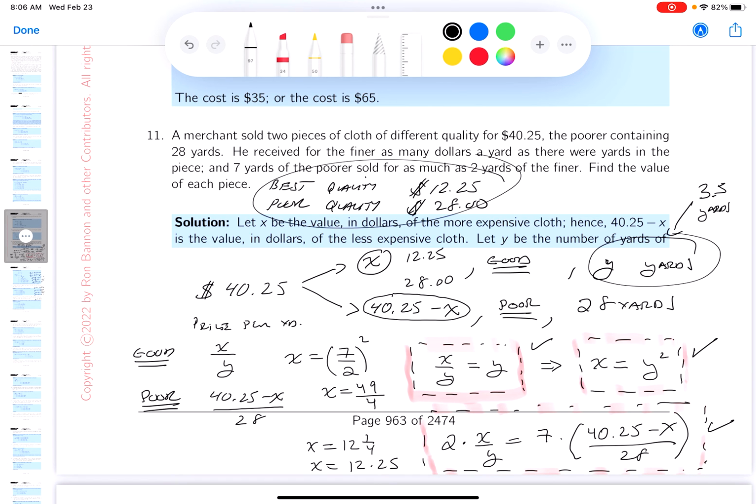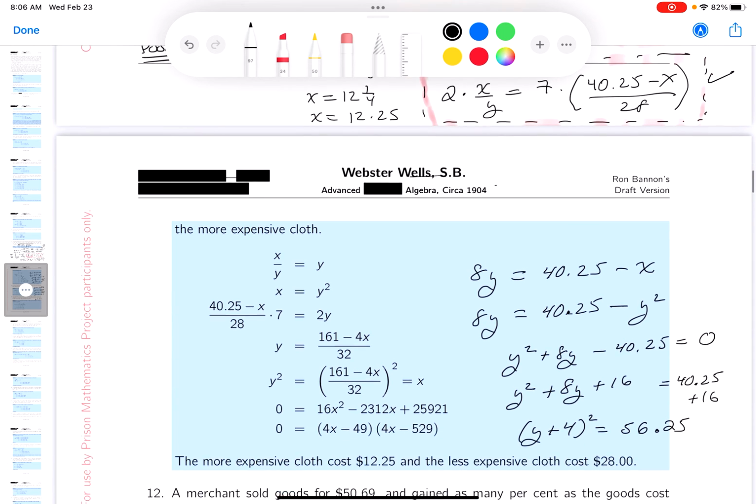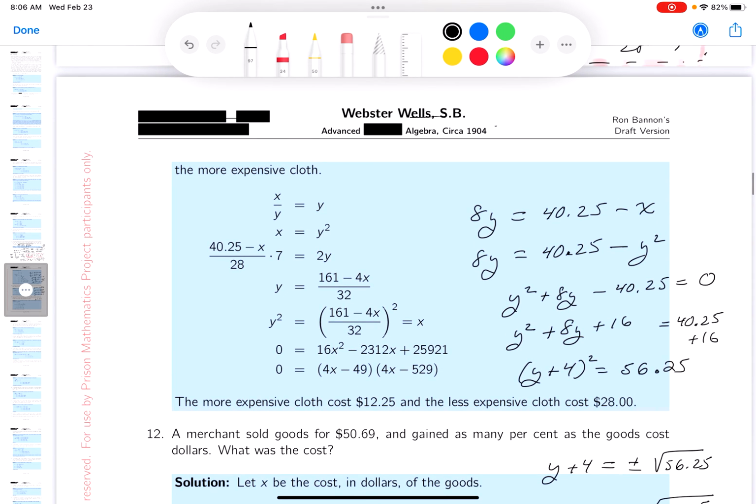All right, what do I say? Always look at the key. Now, granted, I'm kind of talking through a problem. Now, someone says, oh, this looks a little different over here. Not substantially so. It's really the same thing. And the question is, do I get the right answers, though? The more expensive cloth, maybe I shouldn't use that term, $12.25, and the less expensive cloth was $28 was spent on that. All right?